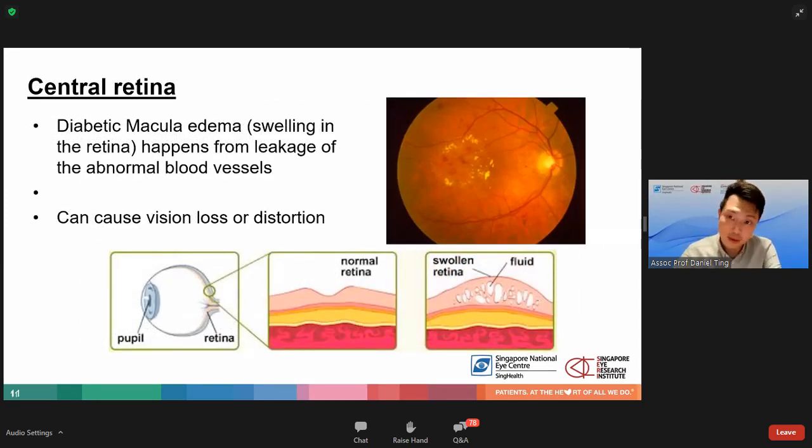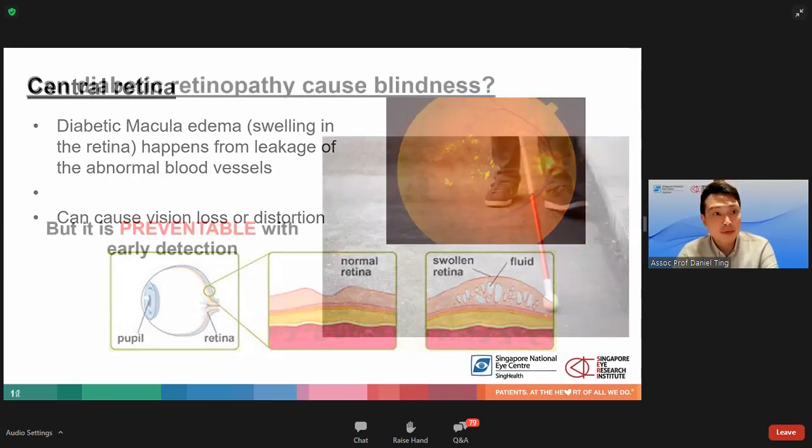We talked about the peripheral retinal changes. Now let's go back to the central retinal changes. The central retina is called the macula. When we have leakage of proteins and fluid into the macula, we call it diabetic macular edema. If you have diabetic macular edema, sometimes when you see objects, the sight will be okay, but the central part you see is a bit blurred, or sometimes even the lines can be distorted.